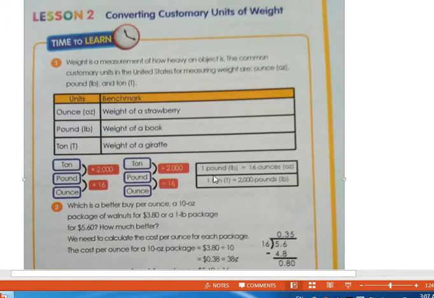Okay, so here 1 pound equals 16 ounces. 1 ton equals 2,000 pounds, right?